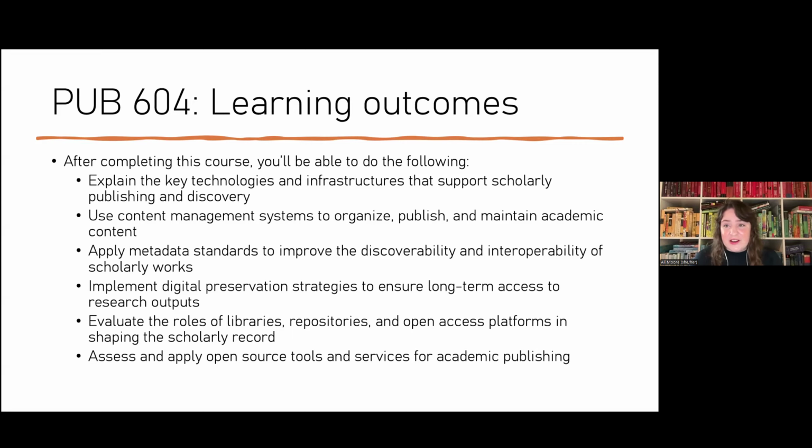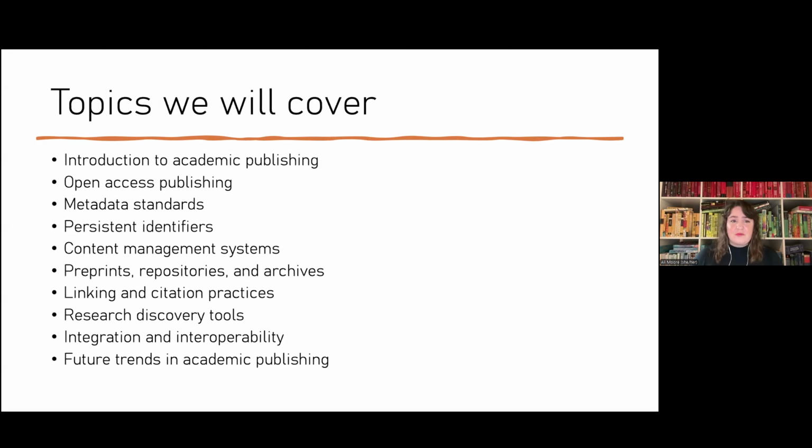Evaluate the roles of libraries, repositories, and open access platforms in shaping the scholarly record. And finally, assess and apply open source tools and services for academic publishing. So those are all the topics that we're going to be learning and discussing. And what does this actually look like in practice? These are the main topics that we're going to be focusing in on in this class. And there's a few key themes here.